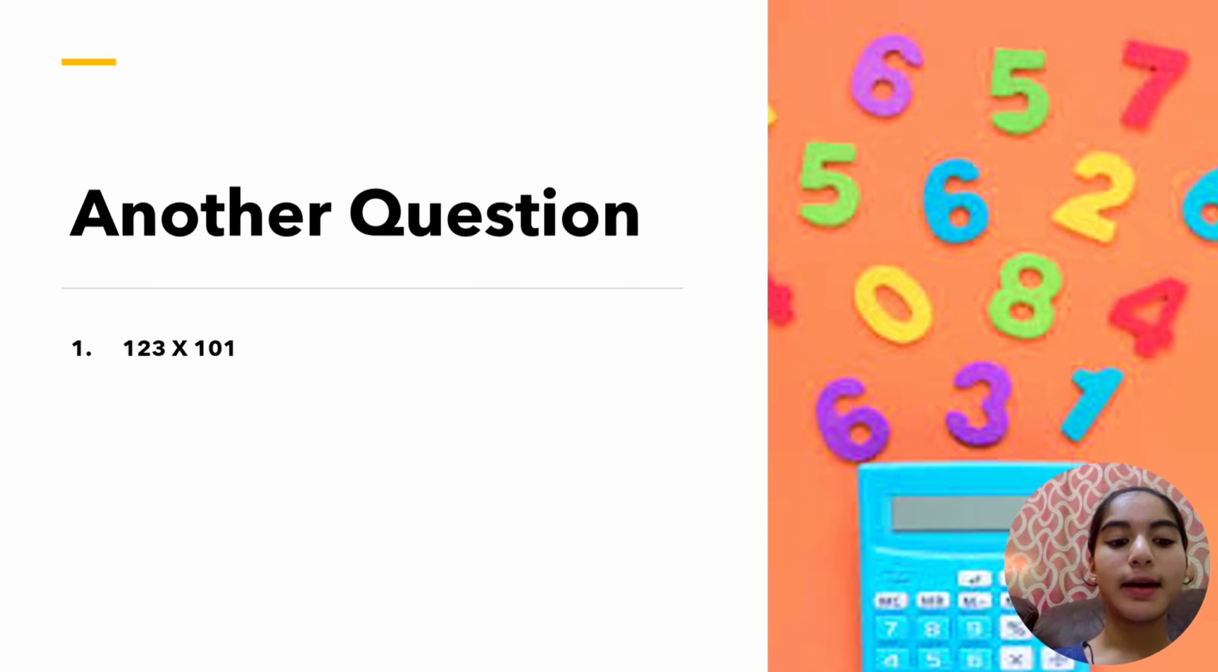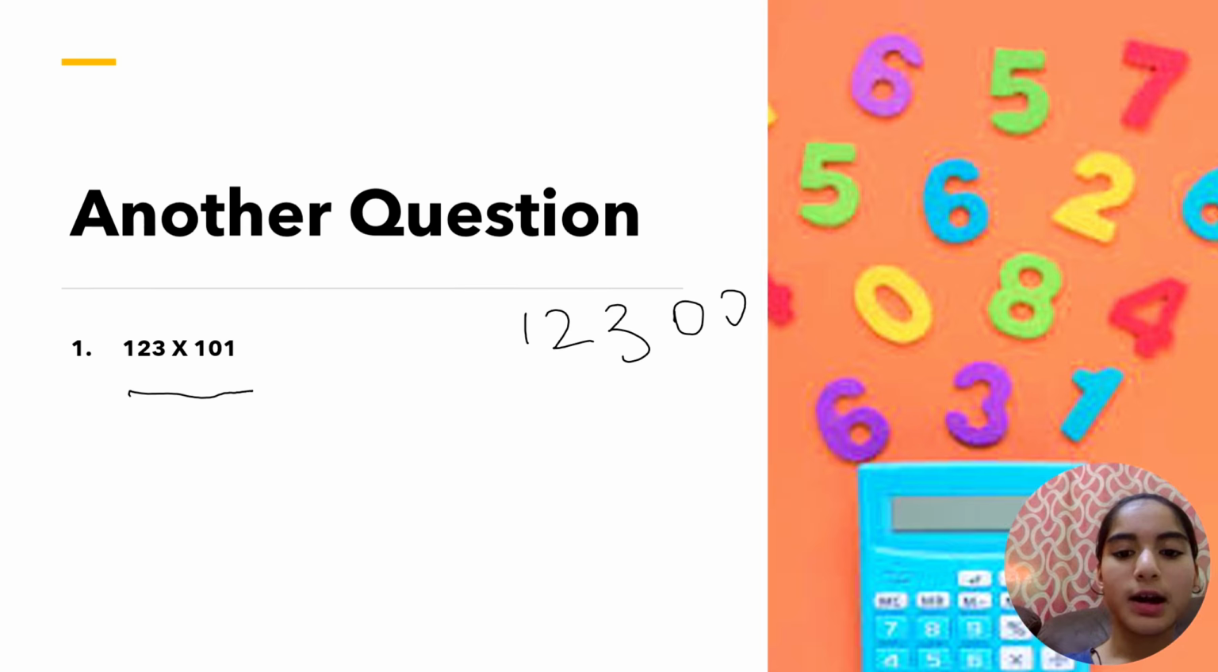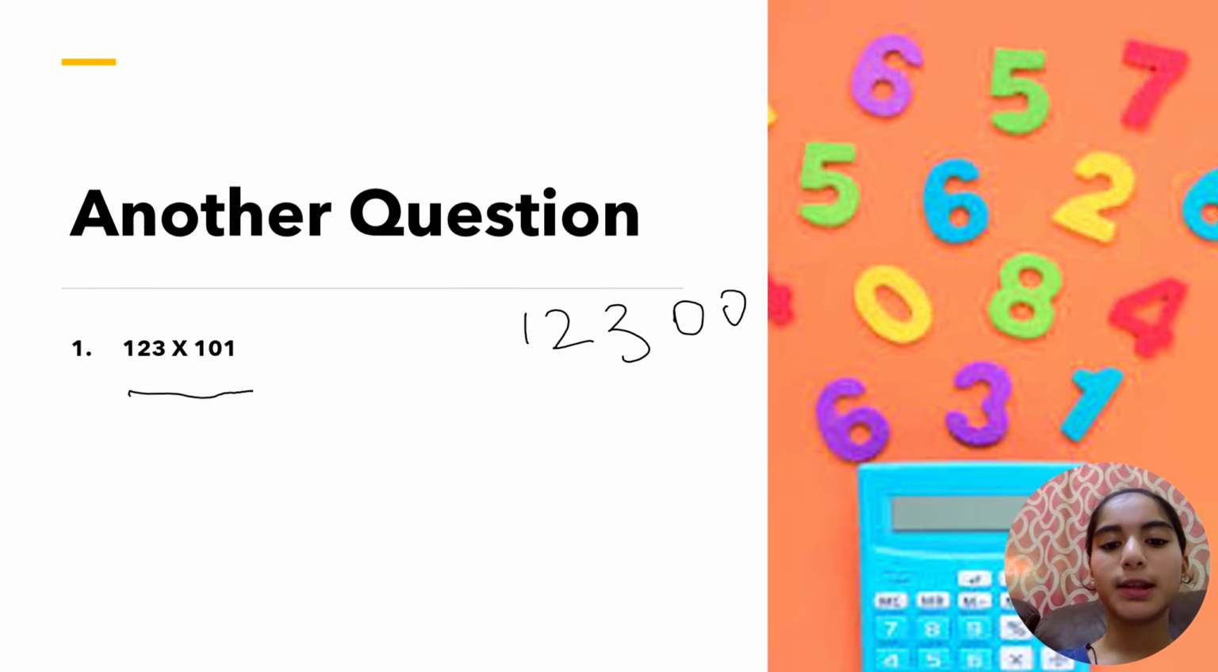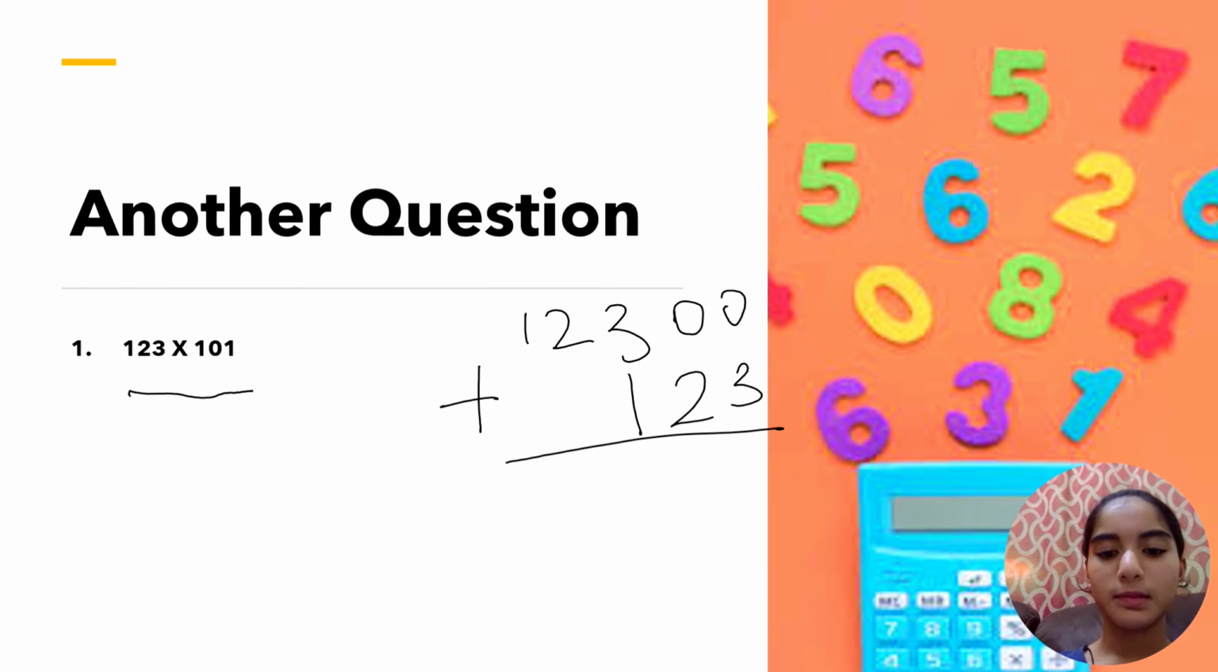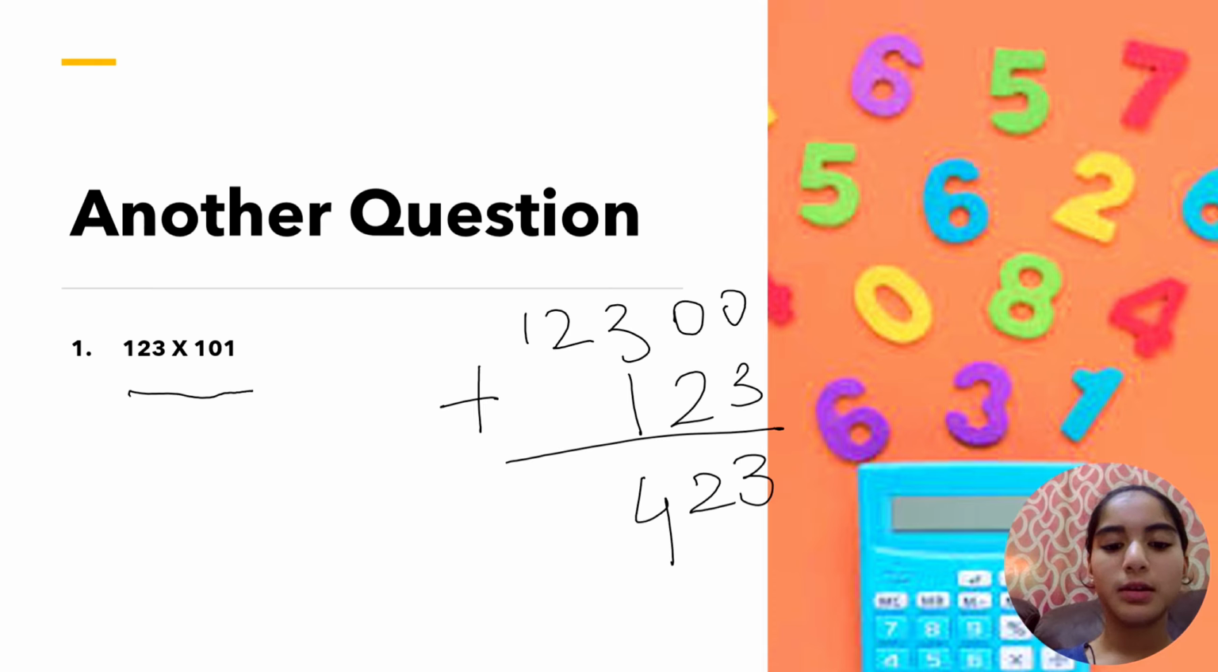123 into 101. First, we add zeros at the end, which is basically multiplying into 100. So 100 has two zeros, so add two zeros at the end. And now the main step, repeating the digit once more. Then I repeat it 1, 2, 3. 3, here 2, 3 plus 1, 4, 2, and then 1.